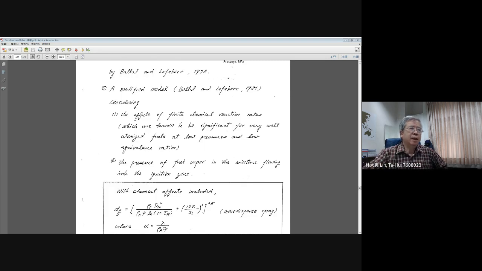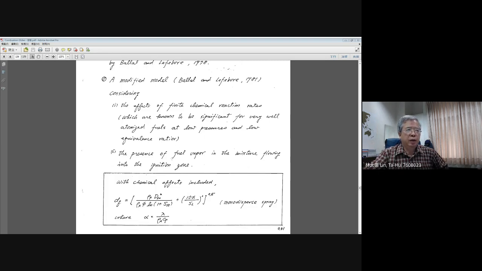Okay. The second one is the presence of fuel vapor in the mixture flowing into the ignition zone. That means they try to bring those gases, as I mentioned, the flow into your ignition process. And remember, they try to bring the important contribution from the gas phase.